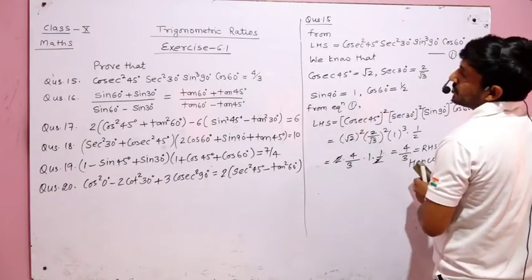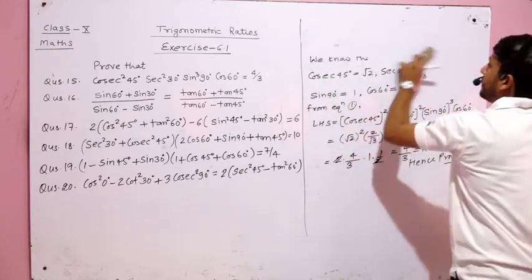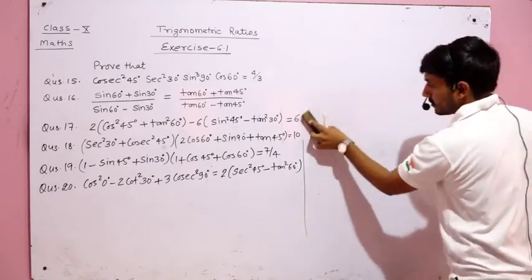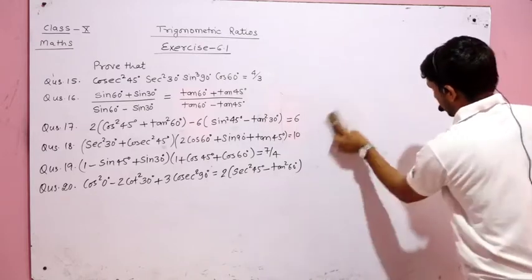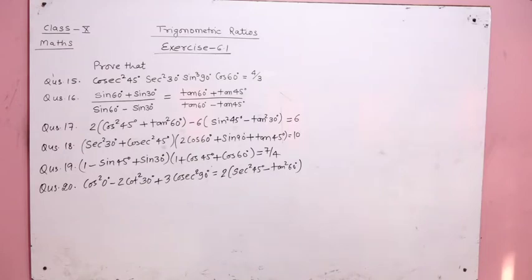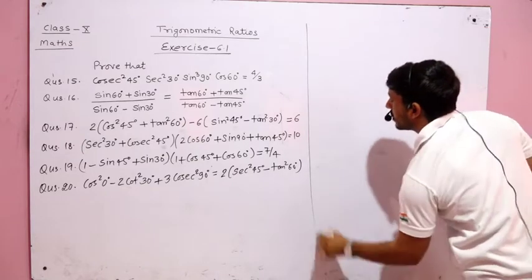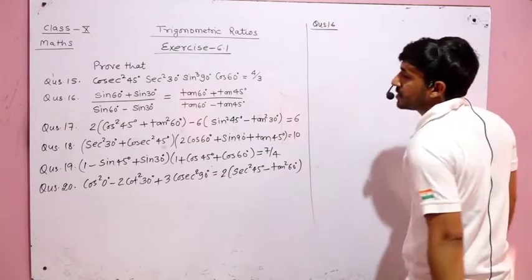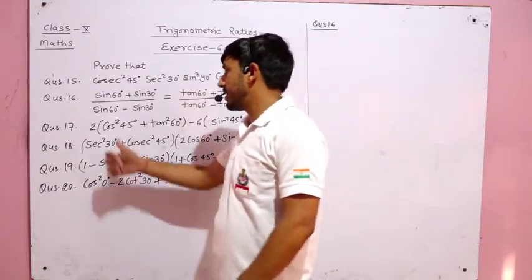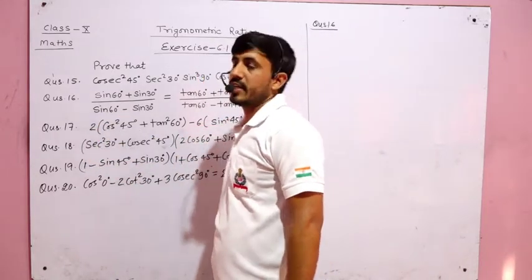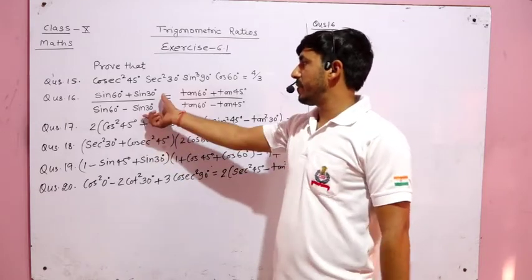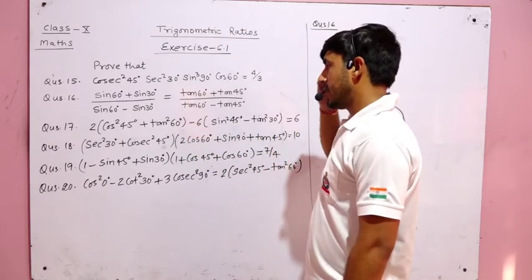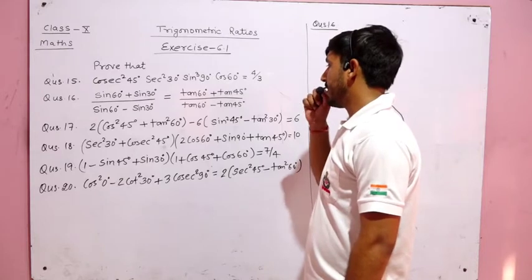Next question, question number 16. Question number 16 is given as sine 60 degree plus sine 30 degree, divided by sine 60 degree minus sine 30 degree, and we have to prove that this side will be equal to this side. It means equal to tan 60 degree plus tan 45 degree upon tan 60 degree minus tan 45 degree.